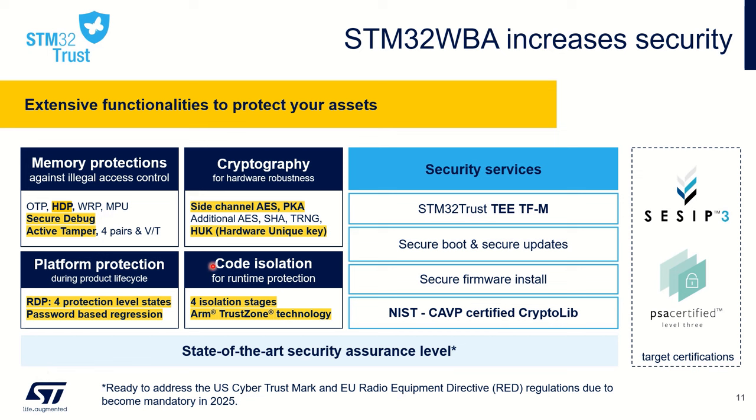The security inside the WBA is a combination of some hardware features. We have a lot of memory protections with some active tamper, secure debug, HDP available, a very rich cryptography set, and as well some platform protections and some code isolation thanks to TrustZone. On top, ST is offering many different security services. This is part of our STM32Trust ecosystem. Based on this hardware security feature plus the security services, we have prepared everything to target a SESIP level 3 certification and a PSA level 3 as well that could be achieved with this STM32WBA platform.